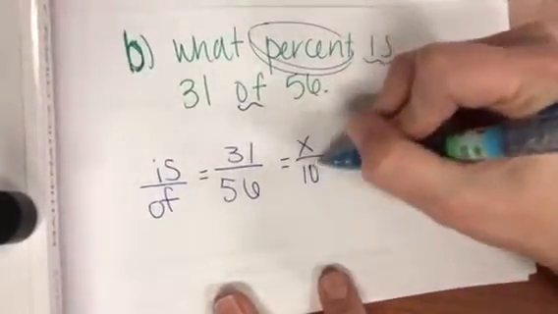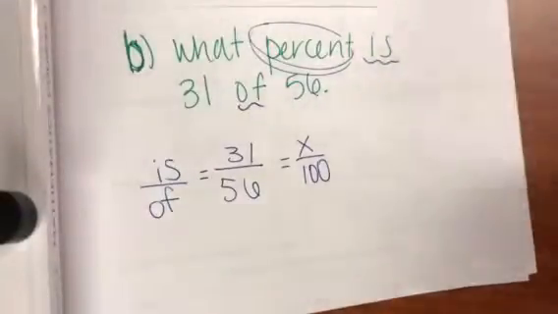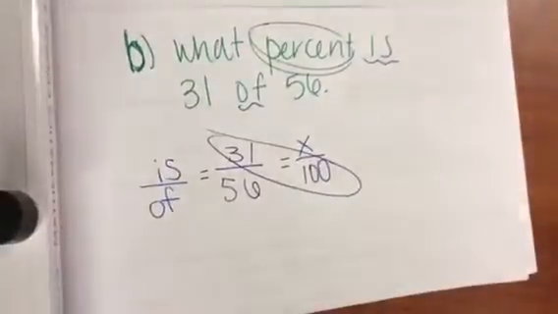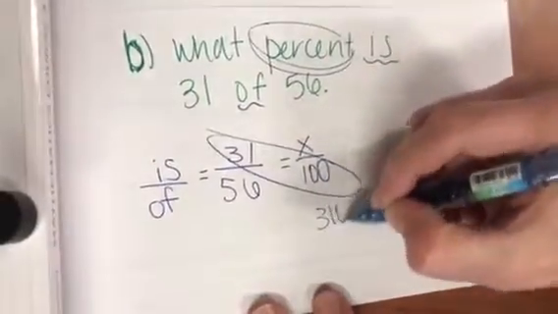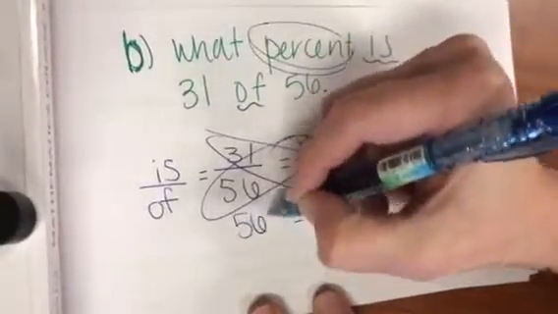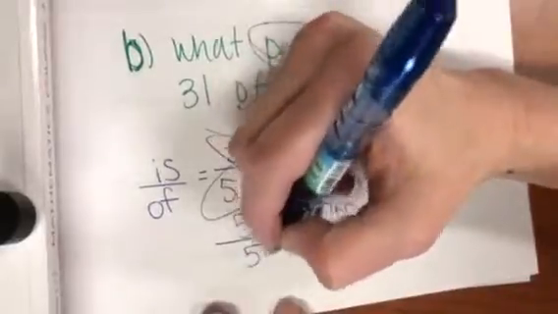X over 100. Now it's simple cross multiplication, which gives you the product. So 31 times 100, you just add those zeros, 3,100. And then 56 times x will give you 56x. So then now it's a one-step equation. You divide, and what did you get?